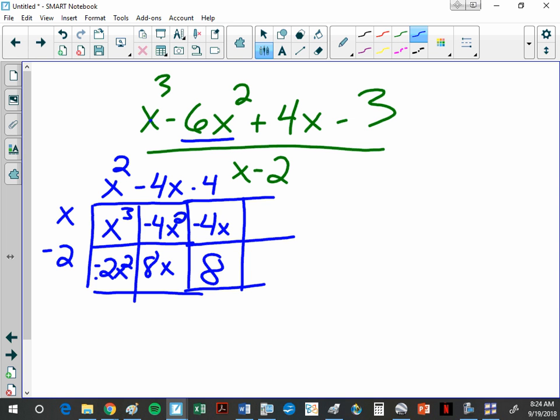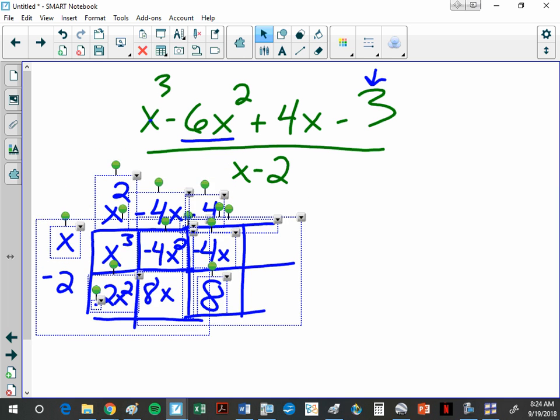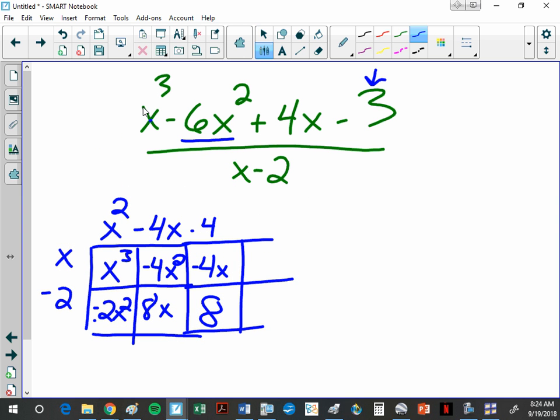Am I done? No, because this 8 needs to match negative 3, and it doesn't. Let me move all this stuff down. So I add another column, and 8 plus this number need to be negative 3, so this would be minus 11. And when I try to take an x out of a negative 11, I can't, which means that's my remainder. And in elementary school, we used to write remainder negative 11.